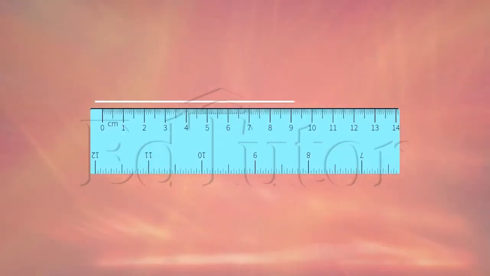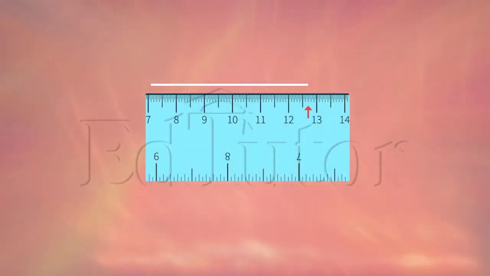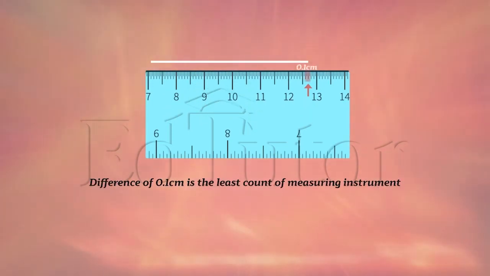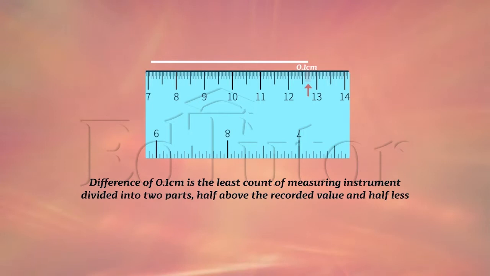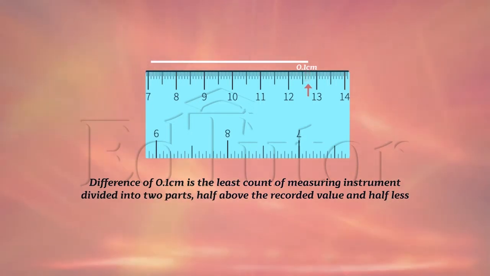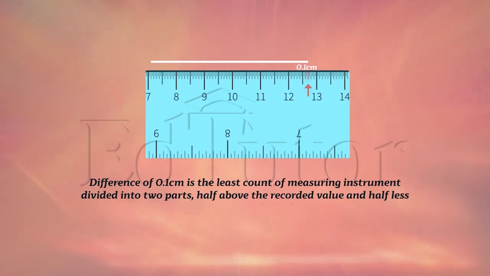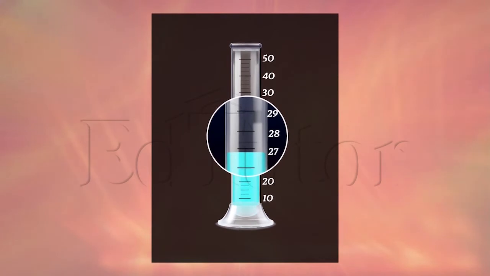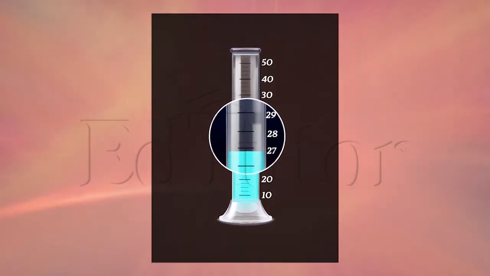Now, if the line is measured as 12.7 centimeters by a meter rod calibrated in millimeters, then the line's actual measurement is between 12.65 and 12.75 centimeters. This difference of 0.1 centimeter is the least count of the measuring instrument divided into two parts, half above the recorded value and half less than the recorded value. This uncertainty in measurement can easily be indicated using significant figures.